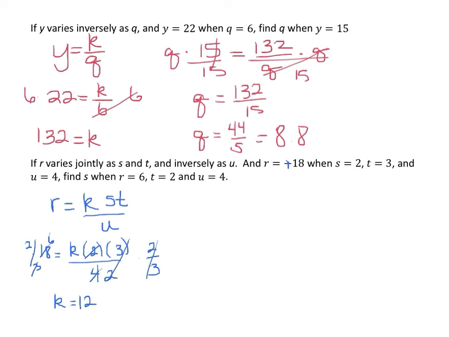Now I have to find s when I'm given some other values. So r is 6, k is 12, s is what I'm looking for, t is 2, and u is 4. Again, I will simplify this as best I can. This becomes a 3. So 3 times 2 is 6, and s is equal to 1.